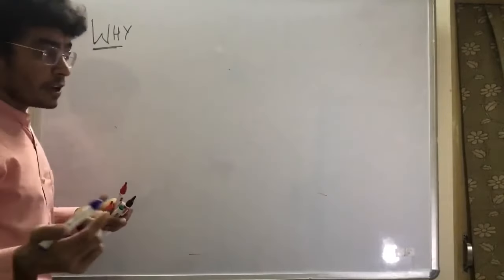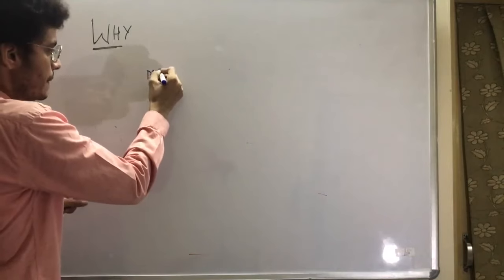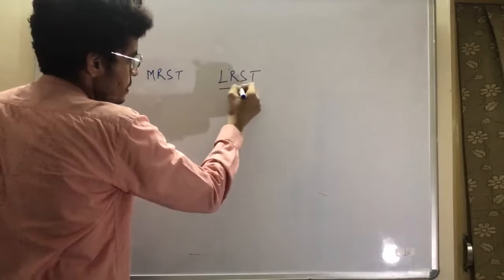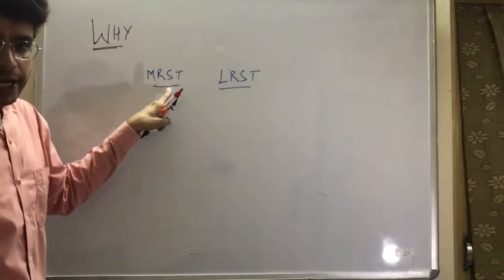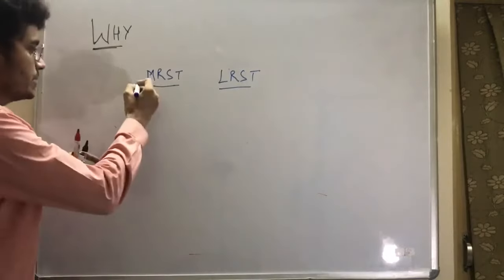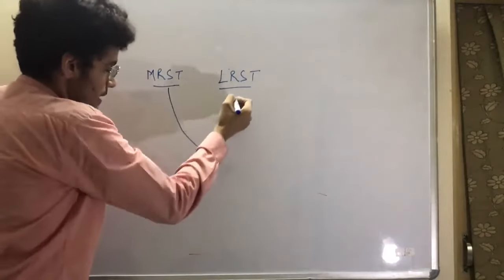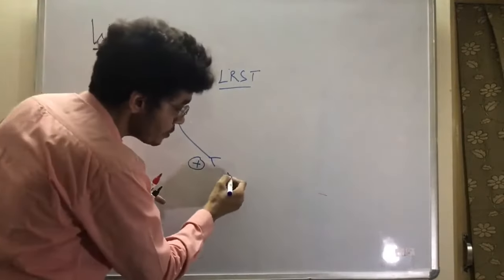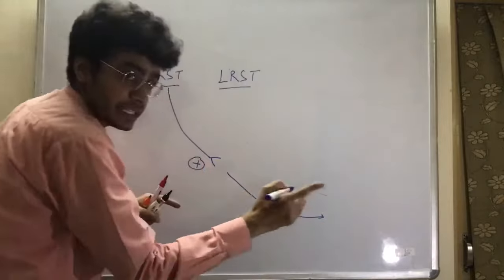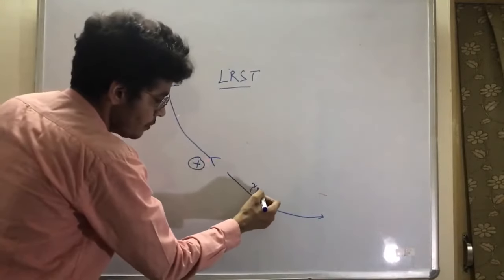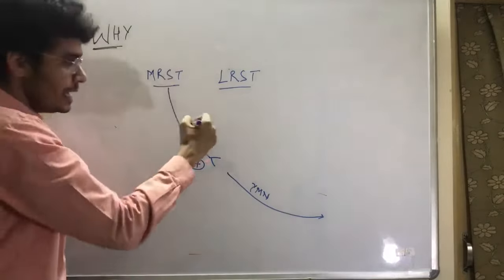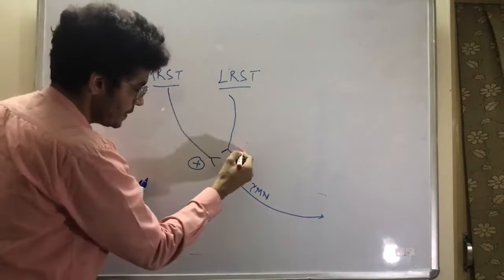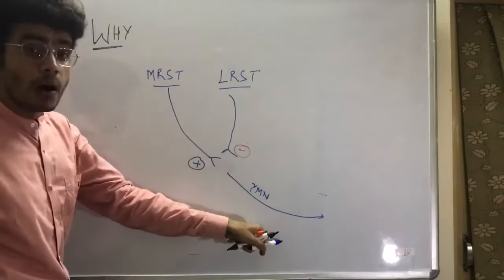Reticulospinal tract. There are two types of the reticulospinal tract. One was the medial reticulospinal tract. The second one was the lateral reticulospinal tract. Now the medial reticulospinal tract was excitatory. Excitatory to whom? It was excitatory to the gamma motor neuron. And the lateral reticulospinal tract was inhibitory to the gamma motor neuron.